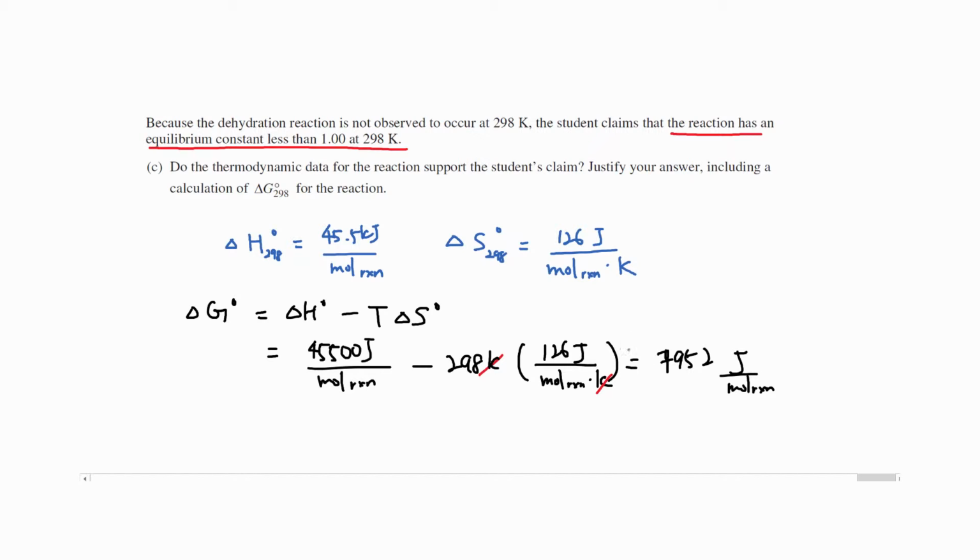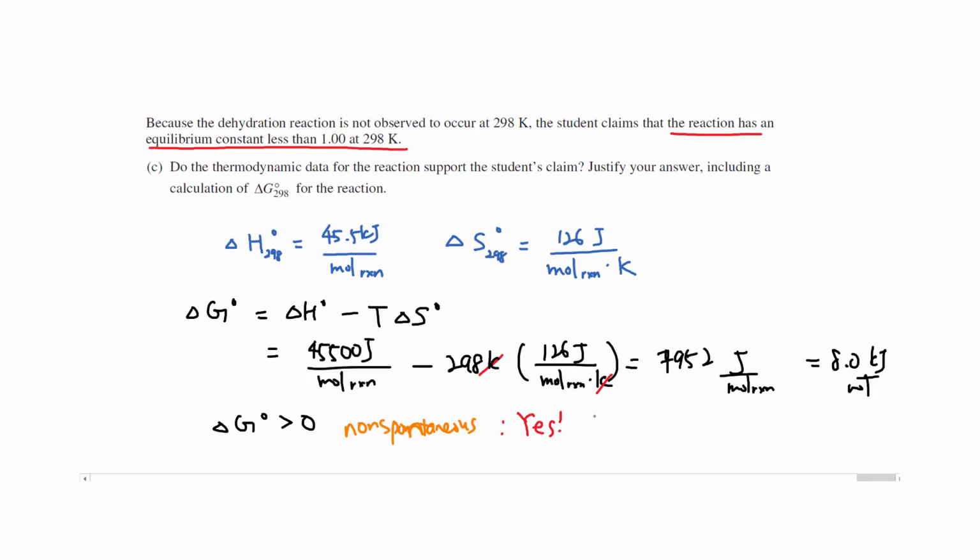Sig fig is not so important here. If you really want to go with sig fig, you want to convert this to kilojoule and use the subtraction sig fig rule, and I believe you get about 8.0 kilojoule per mole. What's important is the delta G is definitely greater than 0, so it's non-spontaneous. So to answer part C is yes.